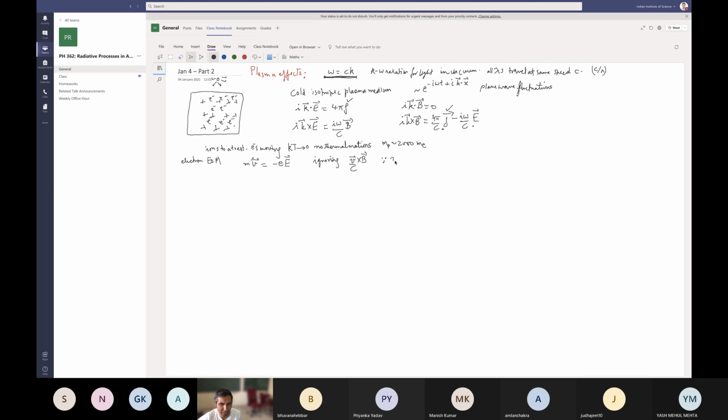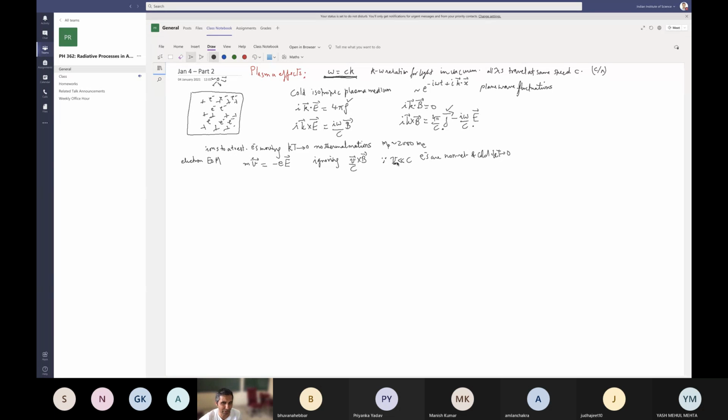Because I'm assuming V is much less than C, these electrons are non-relativistic, and in fact cold. So I'm taking the thermal V, that is kT, tending to 0. But the electron velocity induced due to the electric field is also small. What it means is that even though electrons get accelerated by the electric field in the EM wave, they do not get accelerated close to C. Okay, so that's justified, and I will show that this is indeed the case.